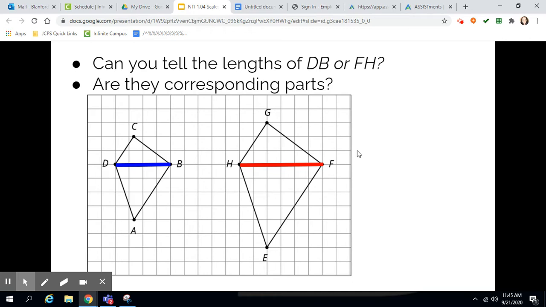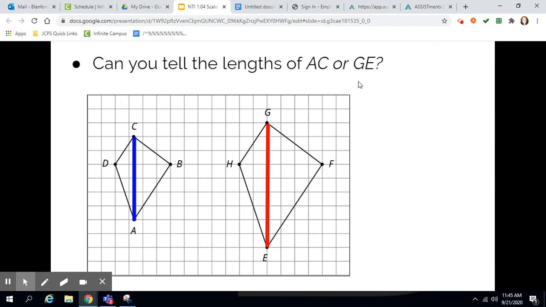Are they corresponding parts? Yes, they are. They're in the same place on both figures, so they're like a match. So these are corresponding parts, even if they're not side lengths.